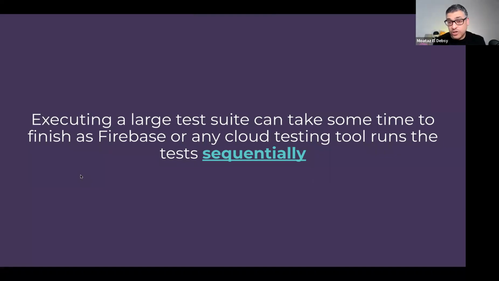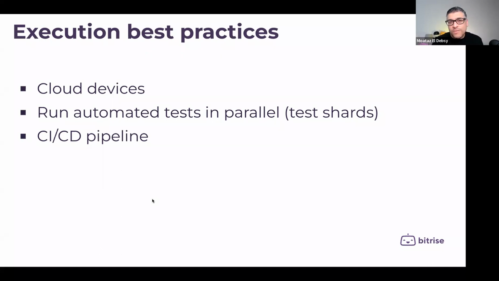The problem is executing a large test suite. You can imagine if you have 100 or 200 test cases and you want to run all of them on every PR. On one device, it will for sure take time, which will affect the CI build time, and developers will be waiting until the build is finished. Because Firebase or any cloud testing tool runs tests sequentially, the best practice is to run automated tests on cloud devices, and we already selected Firebase Test Lab, in parallel using test shards, and include these tests in the CI/CD pipeline.